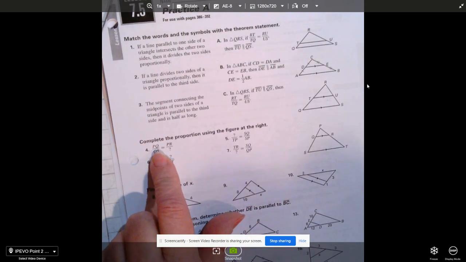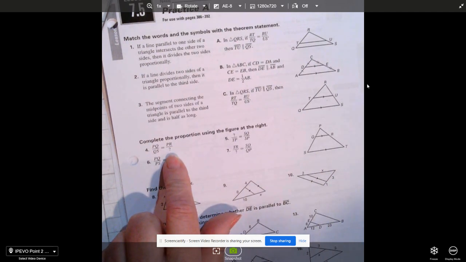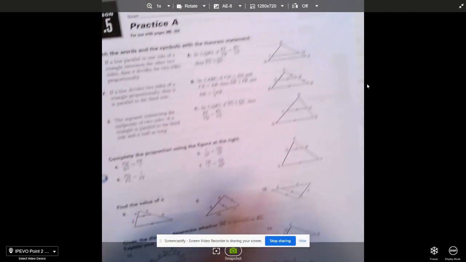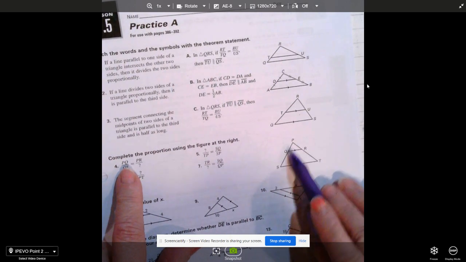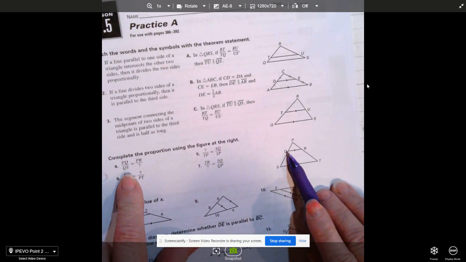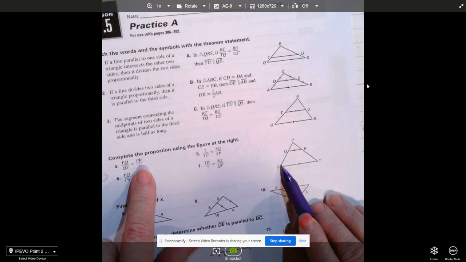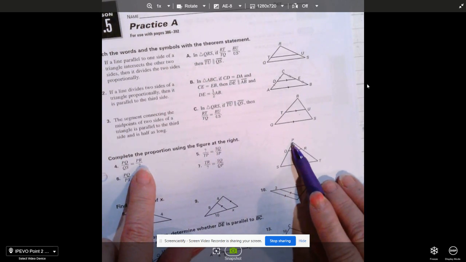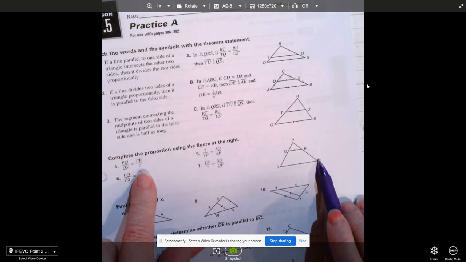They're saying PQ over QS equals PR over what? So they're referring to this picture over here. So they're saying PQ, so this is the top piece, over the bottom piece, equals the top piece, and then you would have to say over the bottom piece. So this should have been RT.